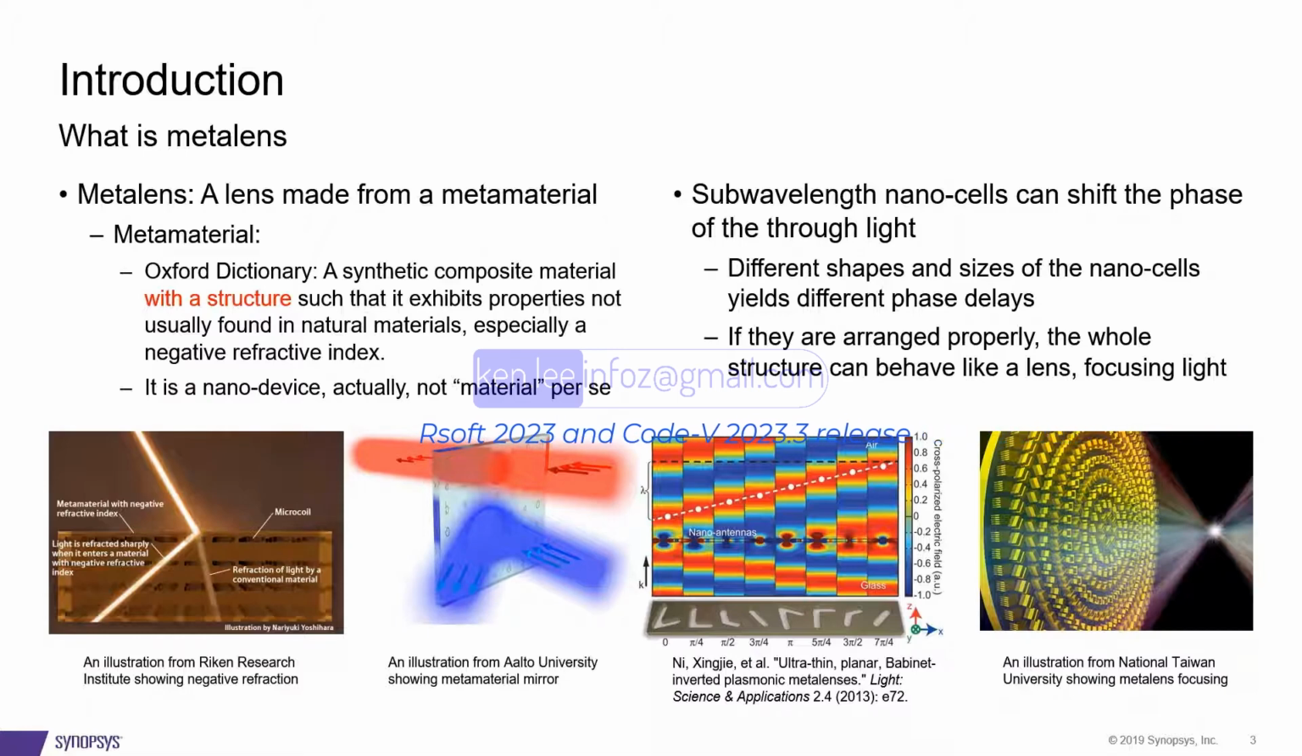So, the metamaterial is a nanodevice, not the conventional material per se. On the left are so-called negative index materials, which refract light in the opposite direction. And we also have a metamaterial mirror, which reflects light selectively. Both theory and experiments show that subwavelength nanocells can shift the phase of the light that goes through them. Different shapes and sizes of the nanocells can produce different phase delays, and on the right side we can see this being demonstrated by the researchers at Purdue University.